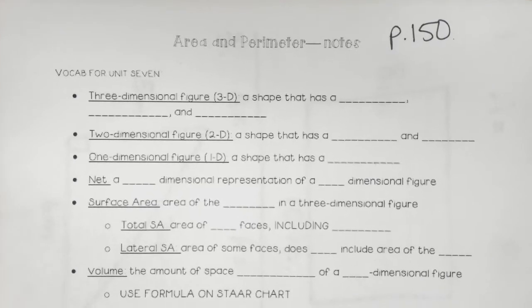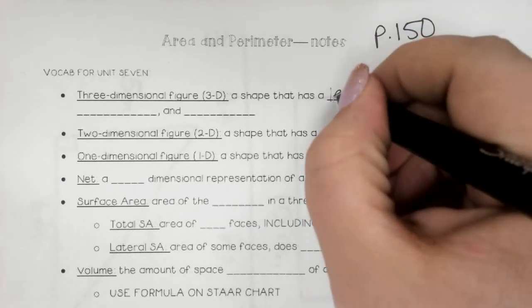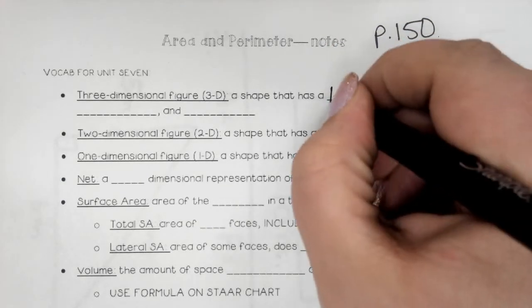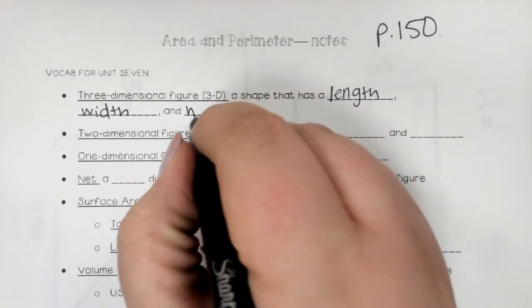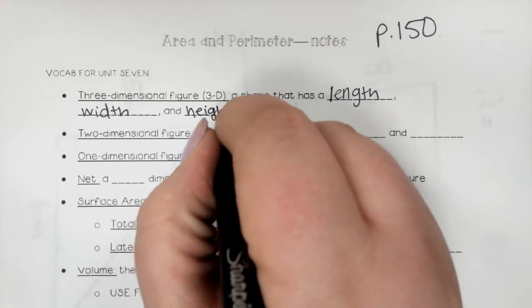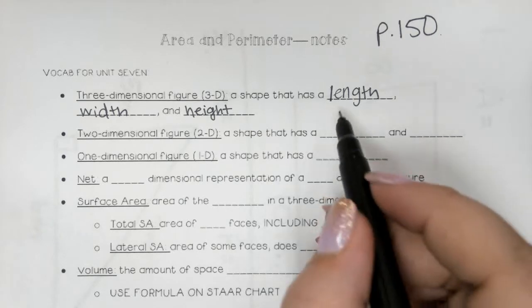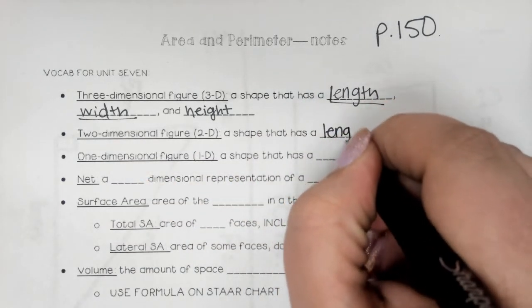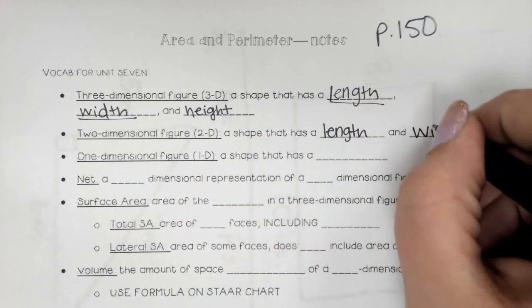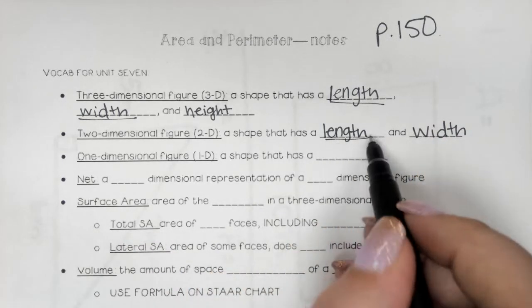So the first word we're going to look at is three-dimensional figure. That is a shape that has a length, a width, and a height or a depth. A length, a width, and a height. A two-dimensional figure only has those first two things, a length and a width. And a one-dimensional figure only has that first thing, a length.